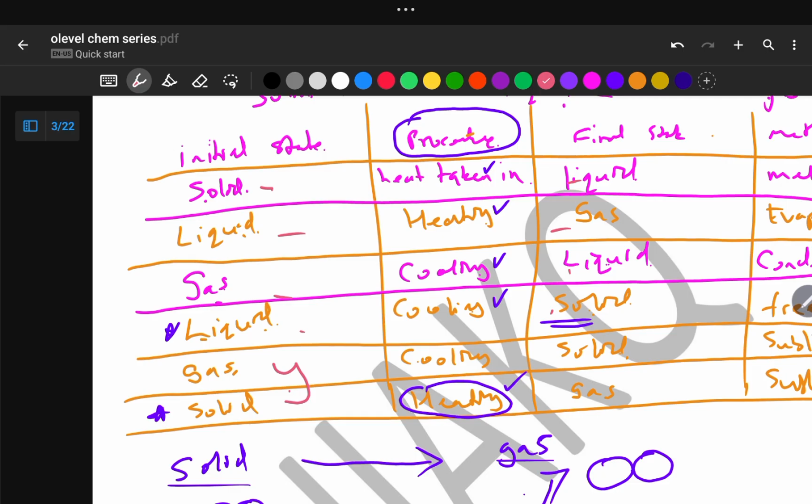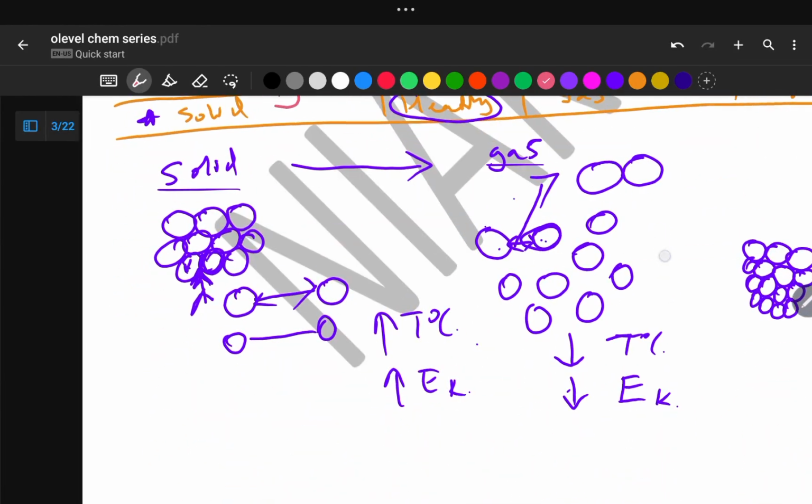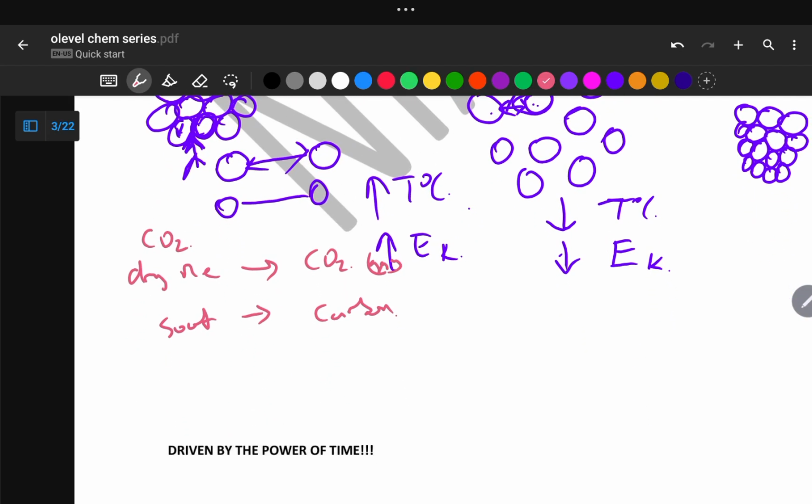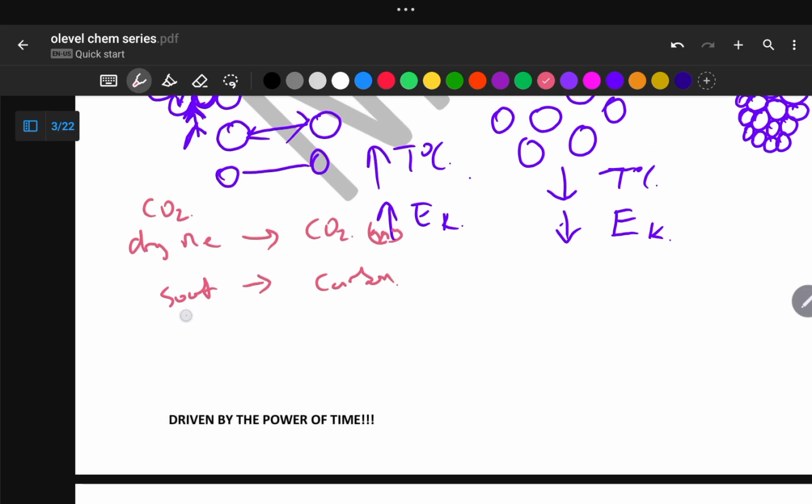Dry ice is solid carbon dioxide. We also have soot, which is carbon turning to carbon itself. These are examples of particles which undergo sublimation. So this one is the gas, and this one is the solid, and this one is the solid, and this one is the gas. You should take note of that.